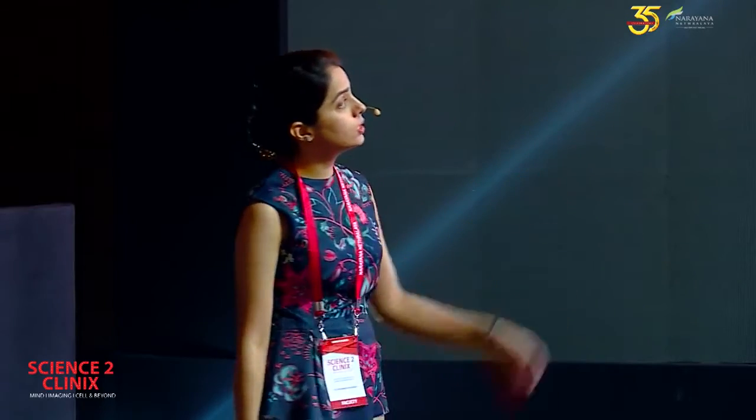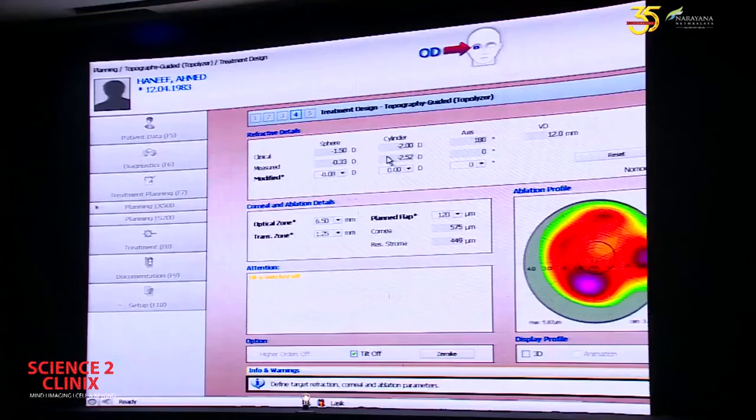Okay, so you can see that the clinical cylinder is -2, but the measured is almost 0.5 more. So the first step, again, as was in the regular Contura, is to first put the modified to 0, and to confirm that there should be a significant amount of coma which is attributing to this change in cylinder. So now there are two major higher order aberrations that we're interested in. The first is a coma and the second is a trefoil.